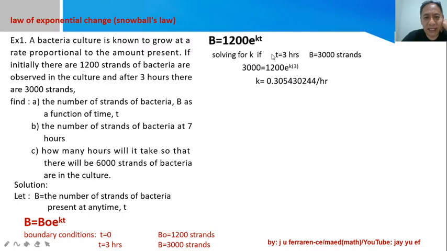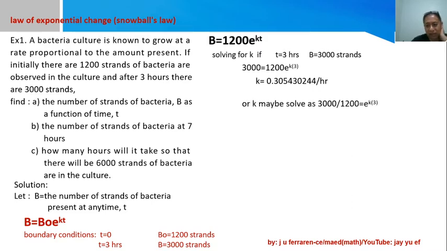exponential K times t. Now, in solving for K, we are given the number of hours with the number of strands. We substitute for our B, 3,000, and we have 1,200 times the exponential K times 3. With your calculator, we can solve for the value, so K is equal to 0.3054302224. The unit of time is in hours, so this is per hour.